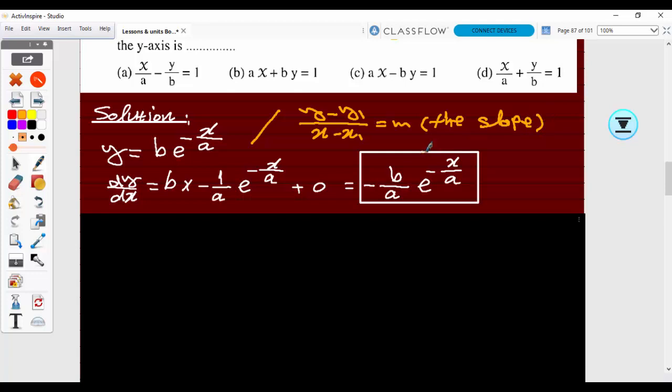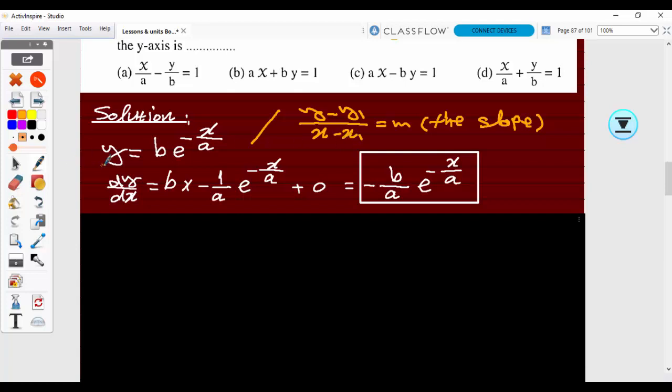So we must calculate the slope of the tangent m and x1 and y1. x1 and y1 is a point on the curve. Actually, it is the point of tangency.